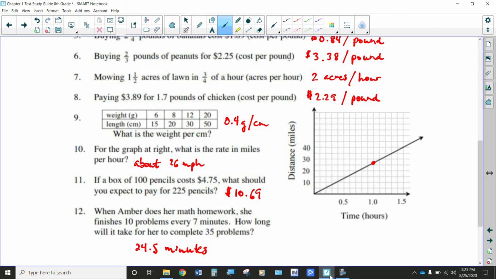Okay? All right. I told you it was going to be quick, less than 5 minutes, but you may want to spend a little bit more time pausing and working through the problems to make sure that you know how to get these answers, because 50%, half of your test that you're going to be taking for the Chapter 1 test is going to involve proportional reasoning and unit rates.